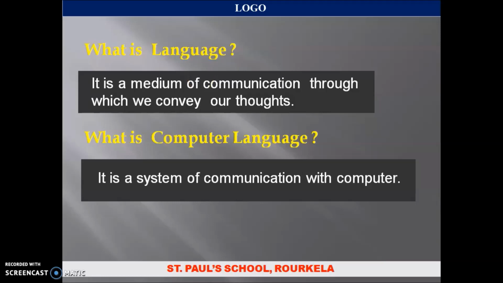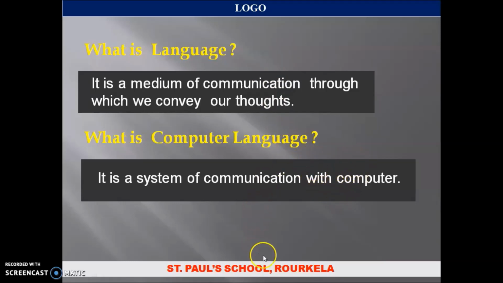As you are staying in Odisha, when you are going outside the Odisha, we are using Hindi because Hindi is our national language. When you are going outside India, we are using our international language, that is your English. Like that, we are using different language depending on the situation, depending on the place. Like that, suppose you want to communicate with computer, so you should learn computer language.